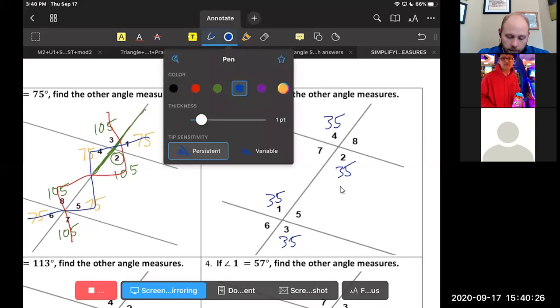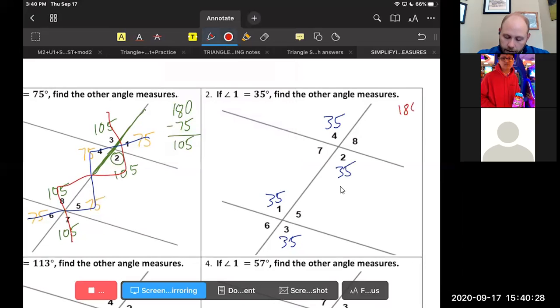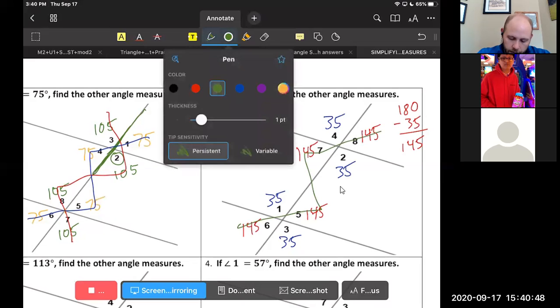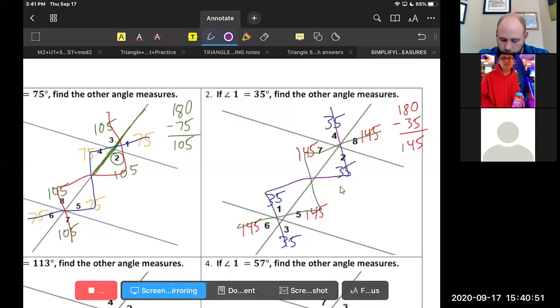And then we do our 180 minus 35 to get the other one, which is 145. That means this is 145. This is 145 because those are the same. And then 8 and 5 are in the same spot, so that's 145. And then 5 and 6 are vertical, so that's 145. And so again, we have our pattern going forward. Okay.